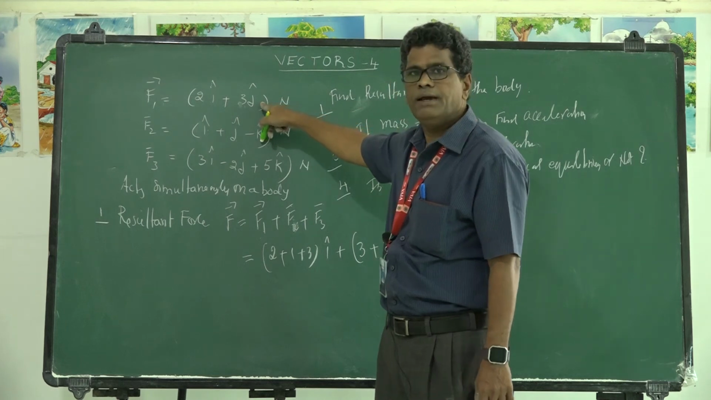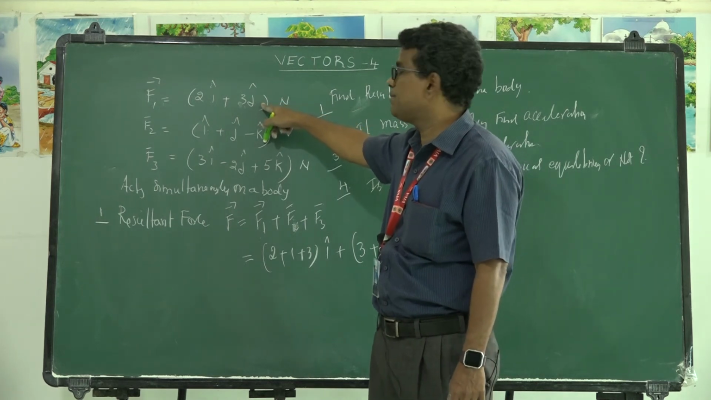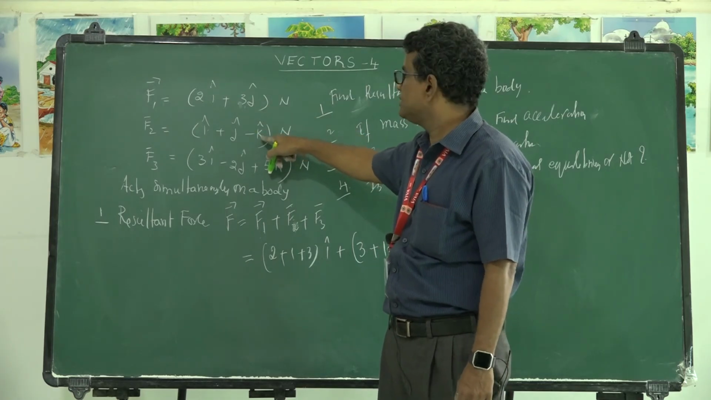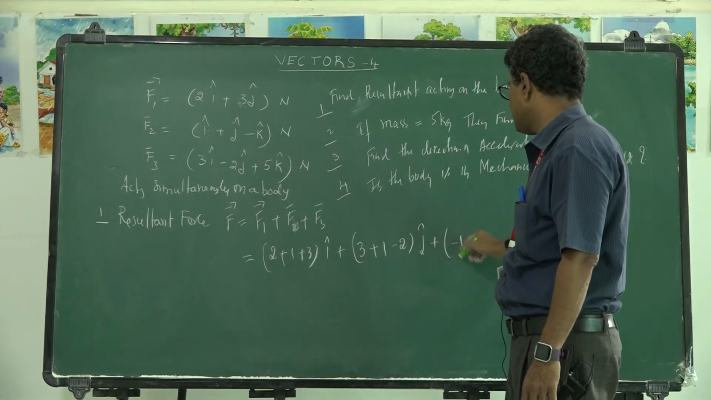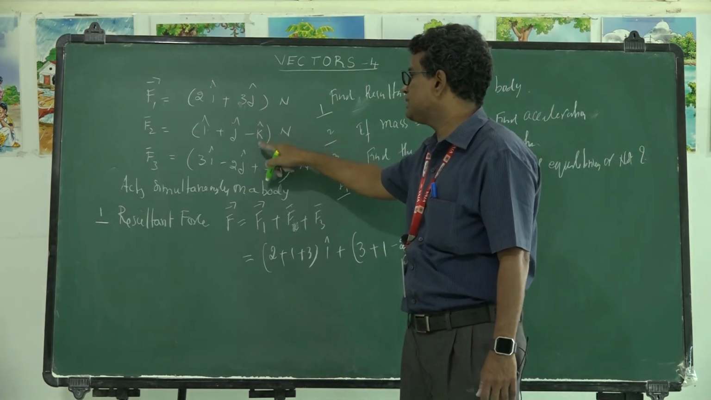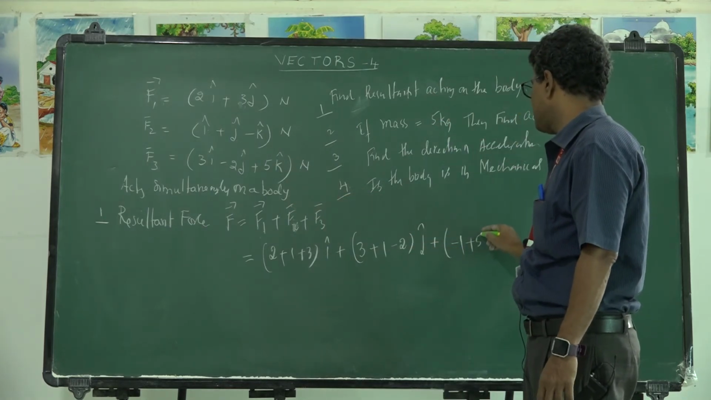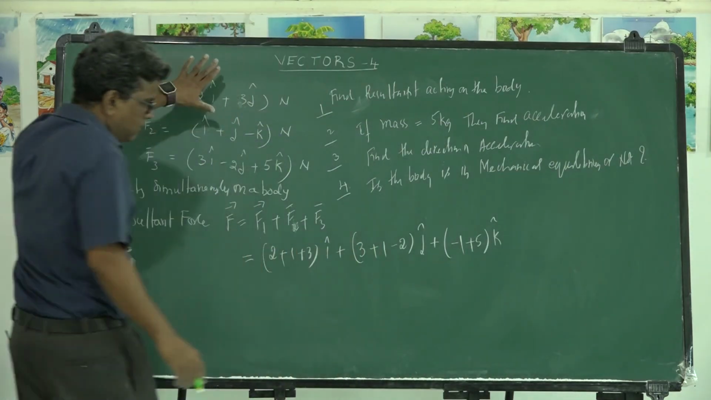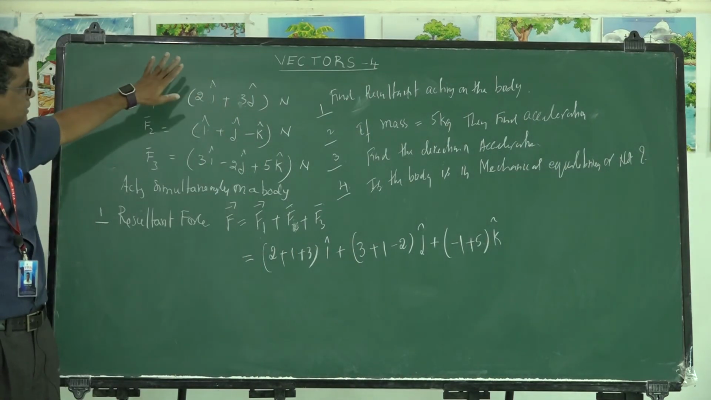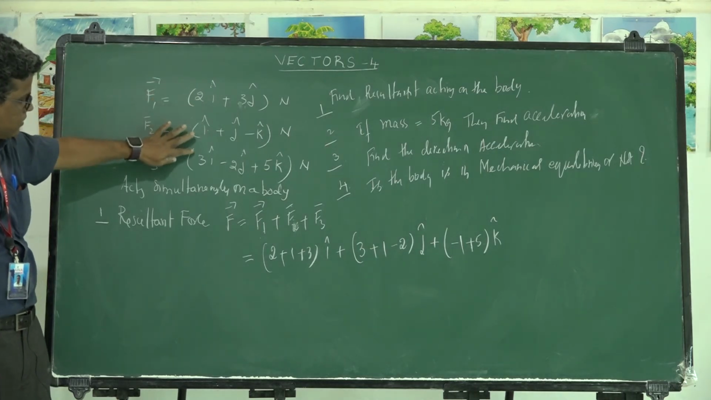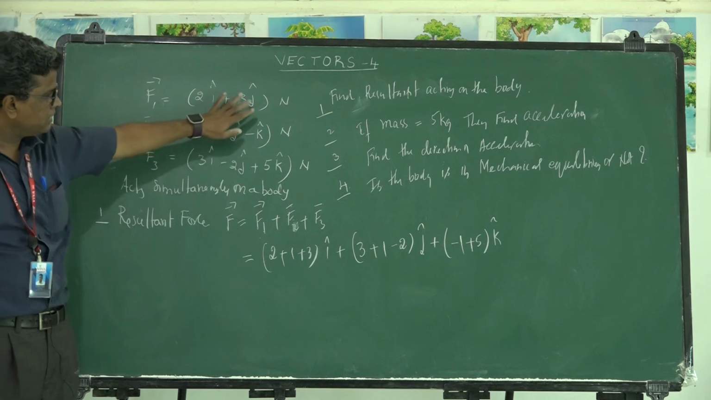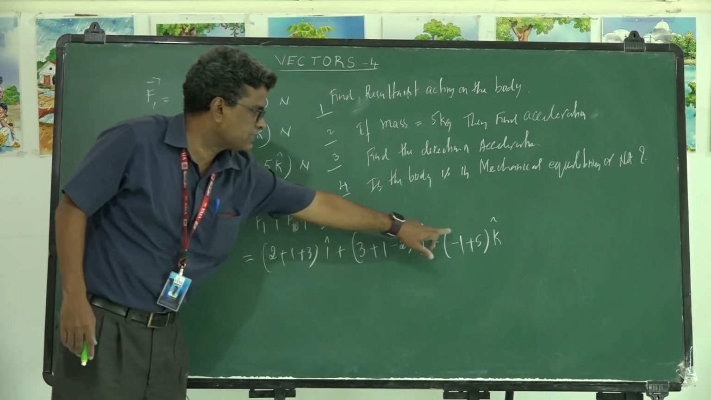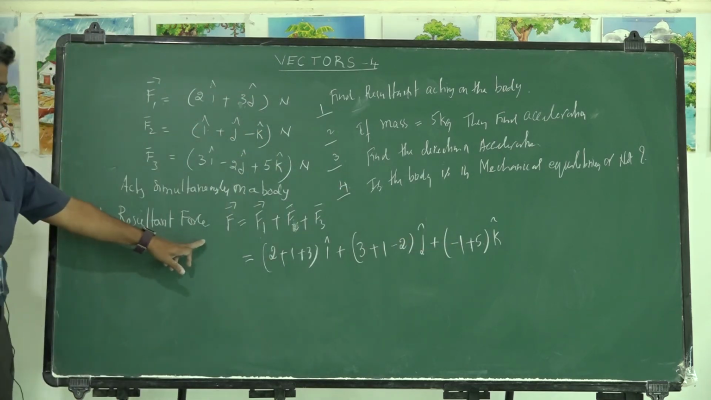Plus, here the k component, that is the z component, is absent. That means you take it as 0. So here the z component is minus 1. So 0 plus minus 1 plus 5, this is plus 5, that is the k component. So how am I adding vectors? This components method I am using. What does the components method say? Add all x components, add all y components, then add all z components, and multiply with the unit vectors. You will get the resultant vector.